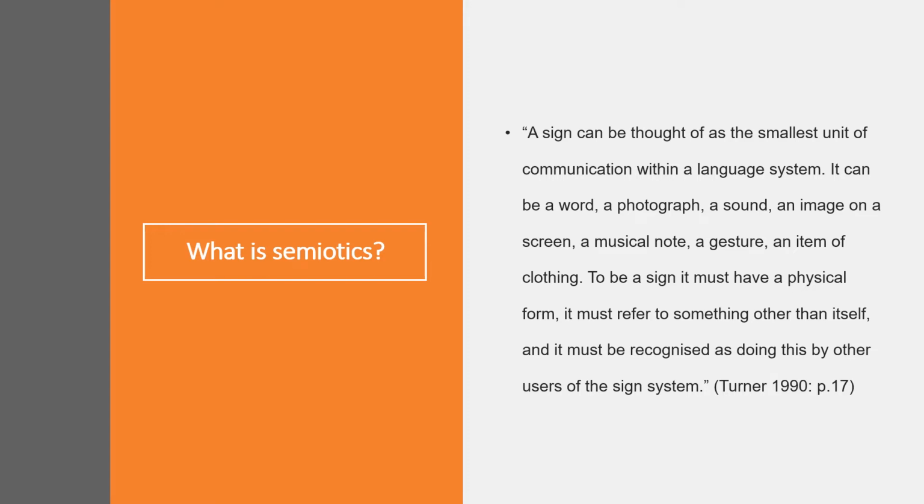So to summarise, a sign has the following characteristics. It has a physical form. It refers to something other than itself. And we acknowledge that a sign is what it is. There's a level of convention there.